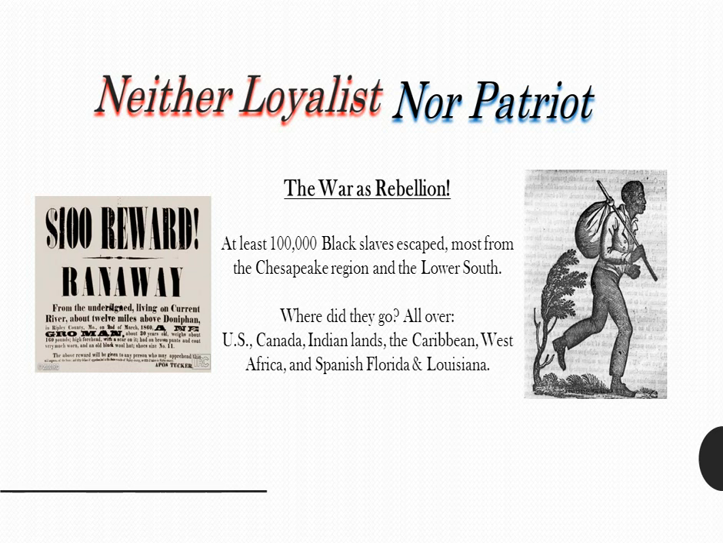Of course, there were African Americans that were neither loyalist nor patriot. Viewing things in such binary terms is reductive. It's important to see the war as rebellion. It provided the opportunity for at least 100,000 black slaves to escape, most of whom were from the Chesapeake region and the Lower South. They went all over the continent, US, Canada, into the Indian territories that were west of the Appalachians, the Caribbean, West Africa, as I mentioned earlier, Sierra Leone, and Spanish Florida and Louisiana.